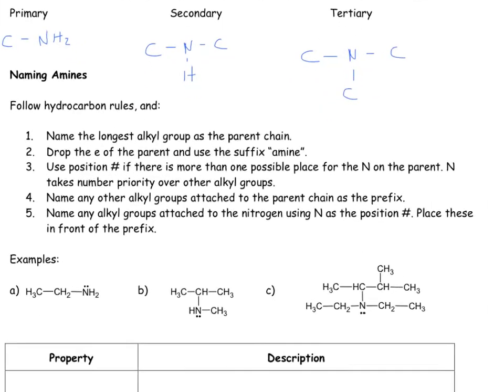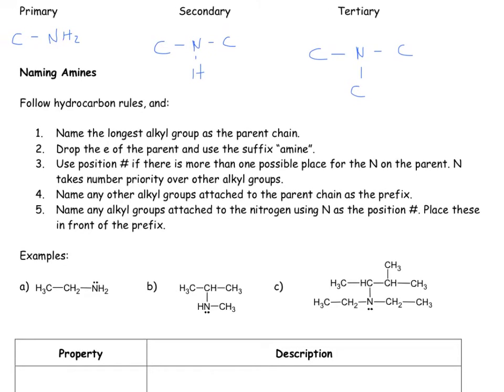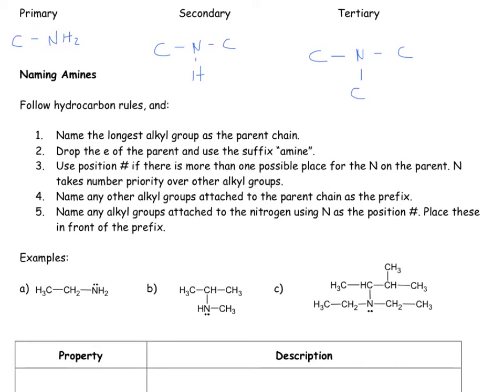Naming an amine. The longest alkyl group attached to the nitrogen will be your main chain. You drop the E of the parent name and use the suffix amine. You use a position number if there's more than one possible place for the nitrogen to be attached to the parent. The nitrogen takes number priority over other alkyl groups, but not double or triple bonds.